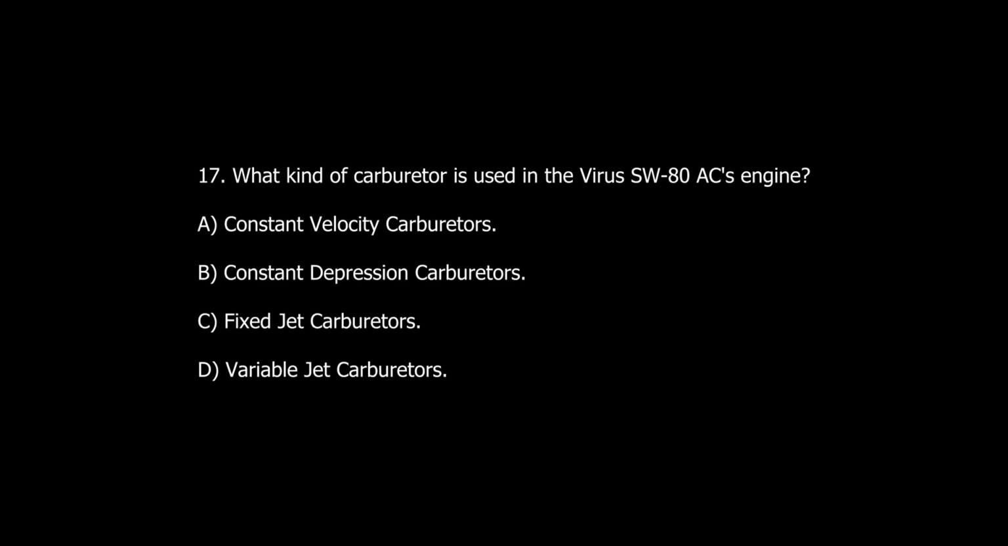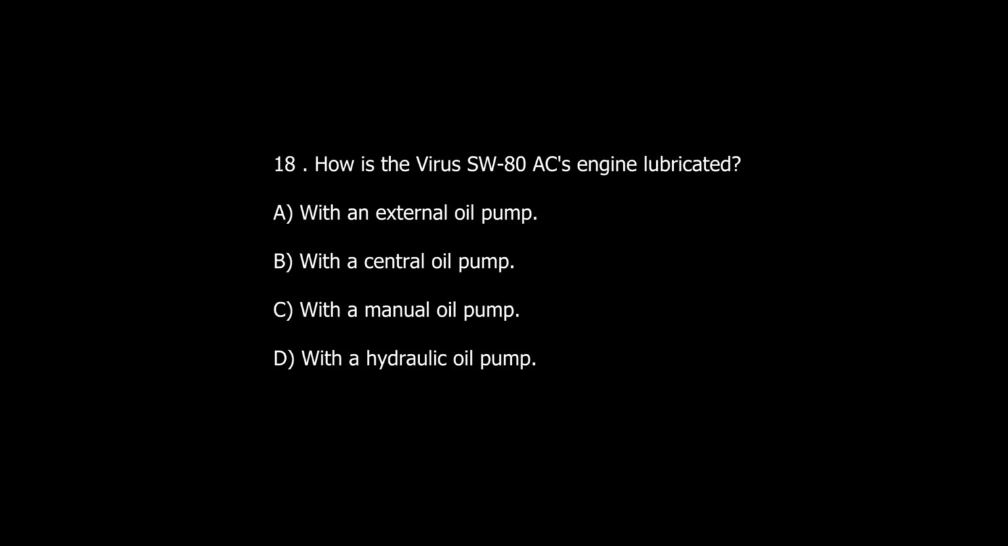Question number 17. What kind of carburetor is used in the Virus SW-80 AX engine? A. Constant velocity carburetors. B. Constant depression carburetors. C. Fixed jet carburetors. D. Variable jet carburetors. Question number 18. How is the Virus SW-80 AX engine lubricated? A. With an external oil pump. B. With a central oil pump. C. With a manual oil pump. D. With a hydraulic oil pump.